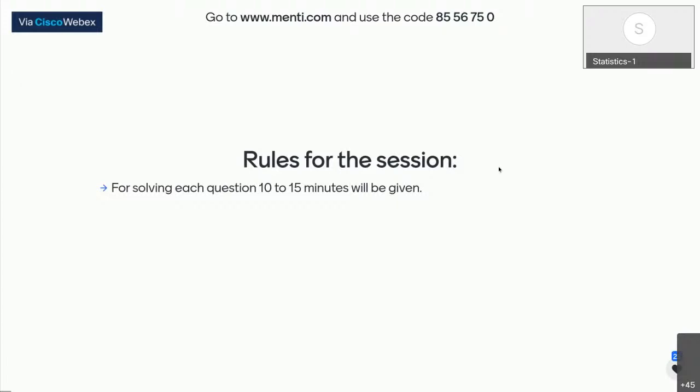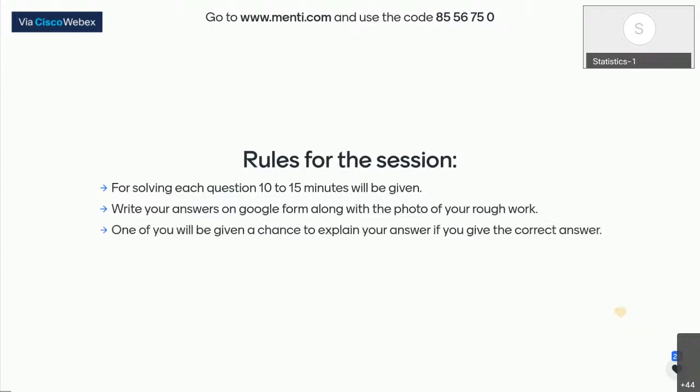Okay, rules for the sessions. I think all of you know the rules of the sessions now. But still, I'll say that for solving each question, we'll give 10 to 15 minutes according to the question and its difficulty level. You have to fill the Google form, and whatever rough work you have done, you have to upload it on the Google form, right? And one of the toppers will get a chance to explain his answer. Then we'll discuss the stepwise solution for the problem.